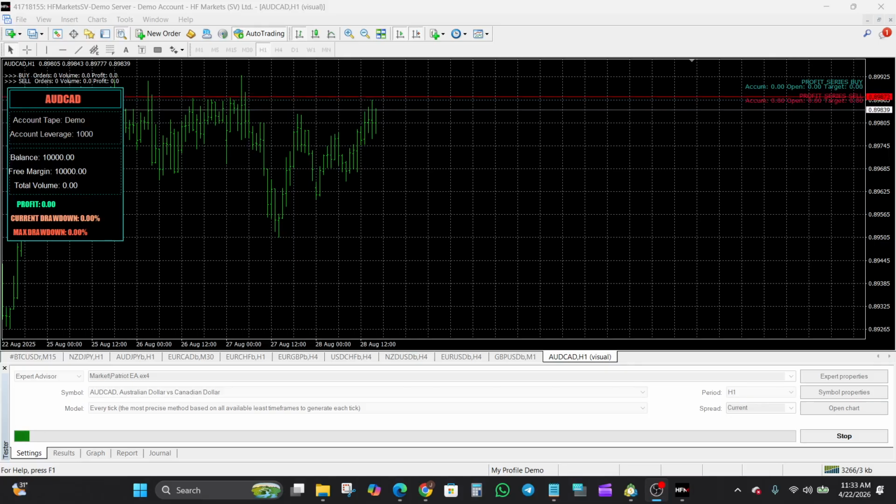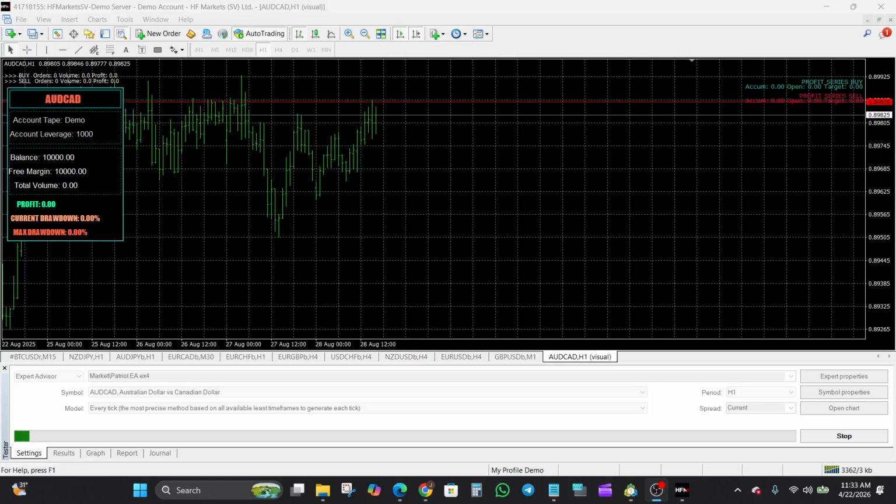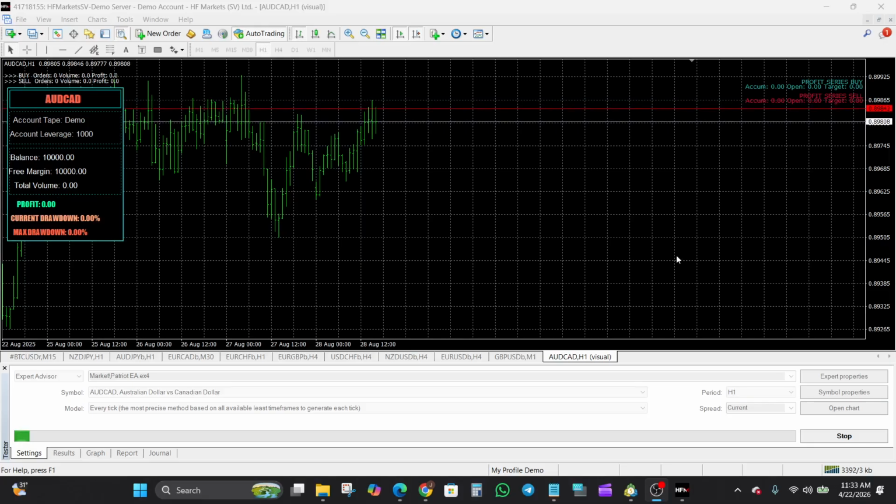So overall, the Patriot EA is a fairly advanced take on a grid trading system. What I like is the added intelligence in dynamic trade spacing, independent grid management, and equity based closure. But at the same time, it still carries the core risks of grid strategies, especially in trending markets. So, this is definitely the kind of EA that requires proper testing, careful optimization, and realistic expectations.